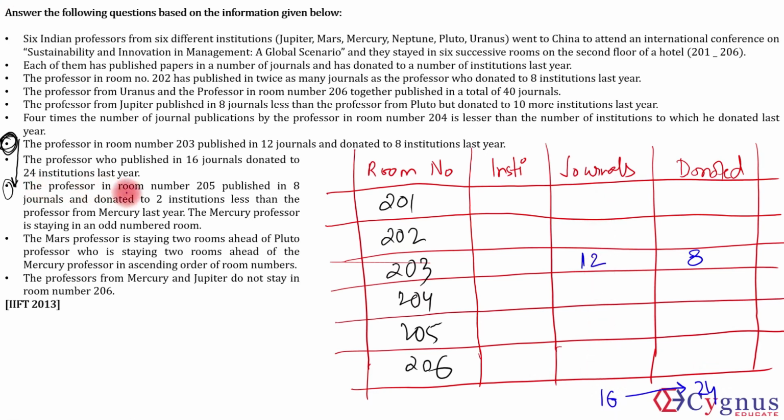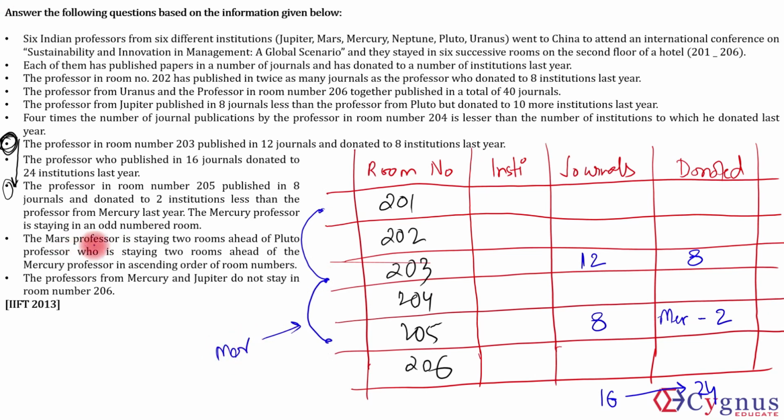Next, professor in room number 205 published in 8 journals. 205 professor published in 8 journals and donated to 2 institutions less than the professor from Mercury last year. So Mercury में जिसने भी donate किया था उससे 2 कम इंस्टीट्यूट्स में इसने डोनेट किया है रूम नंबर 205 वाले ने. Okay, the Mercury professor staying in an odd numbered floor. So Mercury professor is either in 201, 203 or 205. This will be Mercury professor.